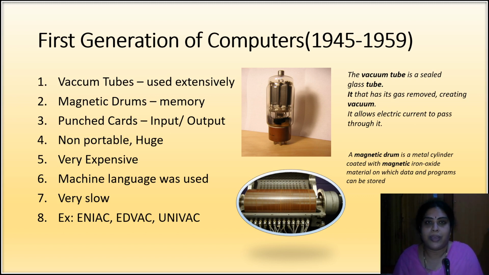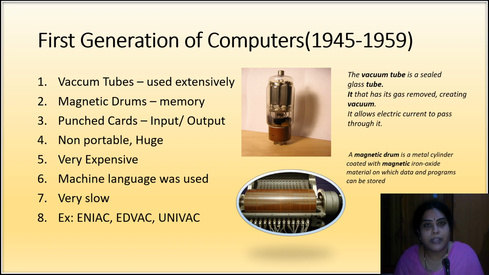Vacuum tubes are nothing but sealed glass tubes in which all the gas is removed and a vacuum is created, and an electric path was made inside this tube. So it acted as a switch, so that one end was connected to the positive side and another to the cathode or the negative side, and the bulbs were lighted up. So this was the technology that was used in first generation computers.